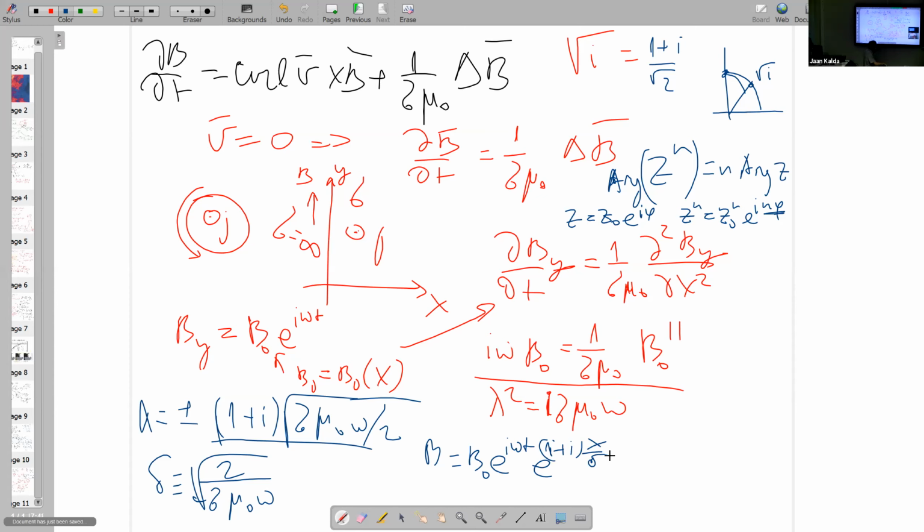And now we have a sinusoidal dependence on x and an exponential dependence on x. And all comes with plus minus. Again, sorry, I forgot the plus minus.